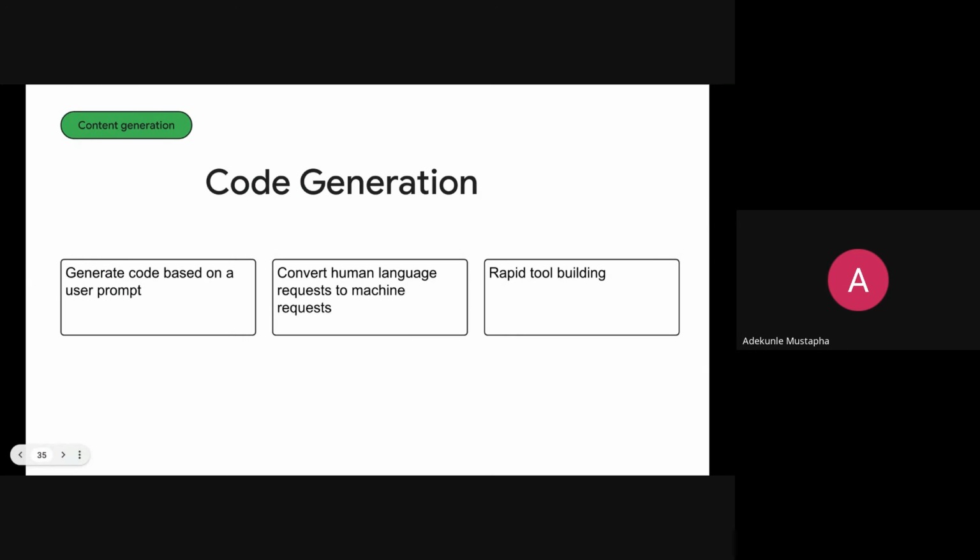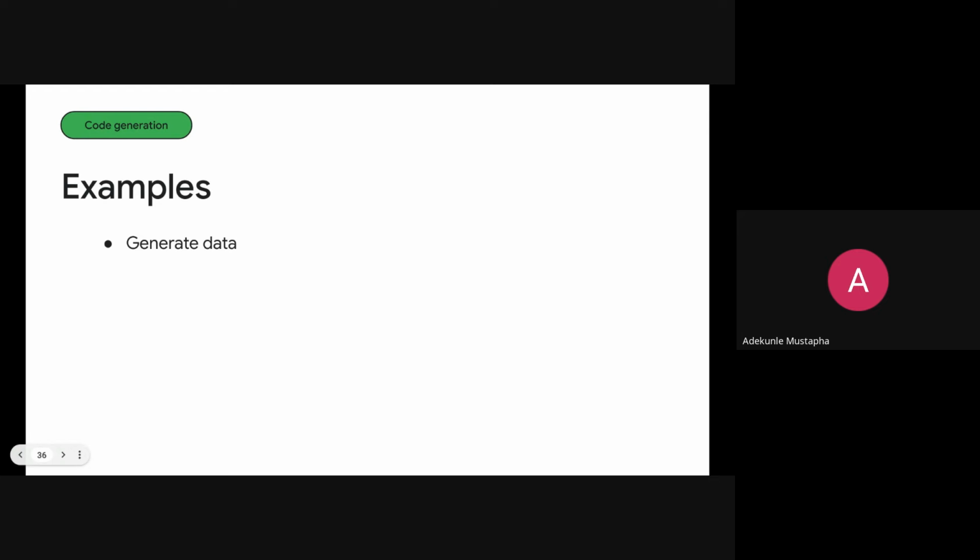So we all know that on top of text generation, like I mentioned before, on top of basic prompting is code generation. They are typically similar, and the concepts are also pretty much the same, whereby you can request code or a script as an output. So more often than not, you can say generate code based on the user prompt. You can convert a human language request to a machine request. You can do rapid tool building. So all these things are some of the ways whereby Gemini can generate code for us.